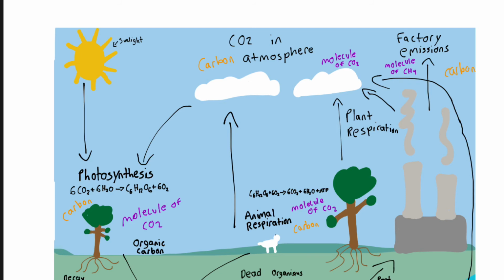And a difference in the factory emissions than the rest of the carbon cycle is that methane is released, and that is through molecules of CH4. And that concludes the carbon cycle. And you see here that concludes with CO2 in the atmosphere, and the cycle is continuous. It will keep on happening. So yeah.